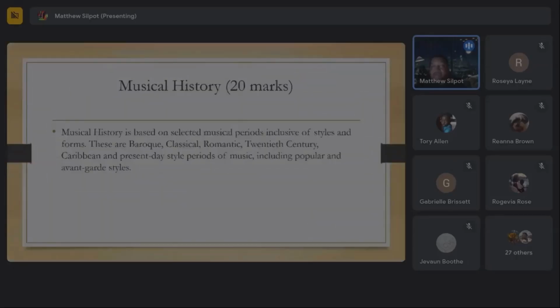So then now your music history, which is the next set of 20, is based on the periods of music, which should be inclusive of styles and forms. So we have Baroque, classical, romantic, 20th century music, and we have Caribbean music and present day styles. So all of those popular music. So we can know about those in terms of when they are.